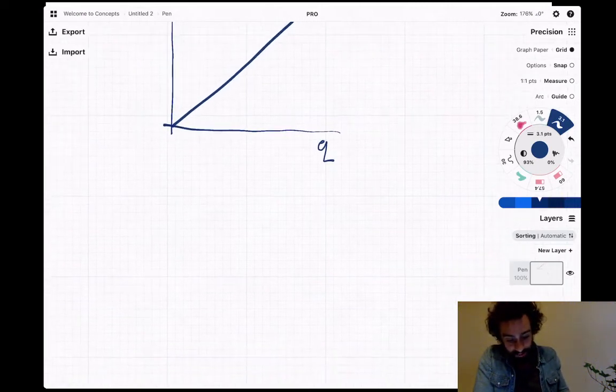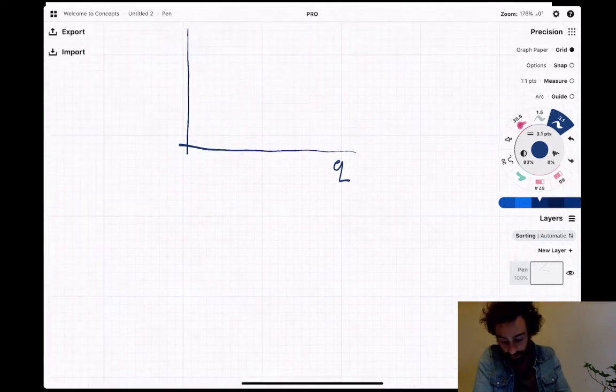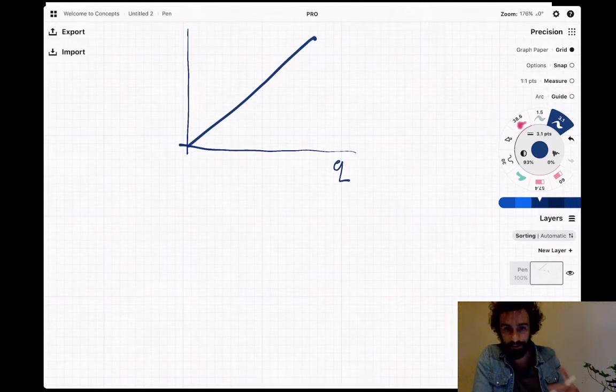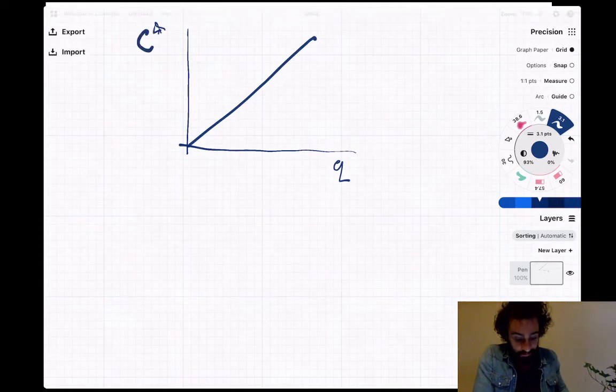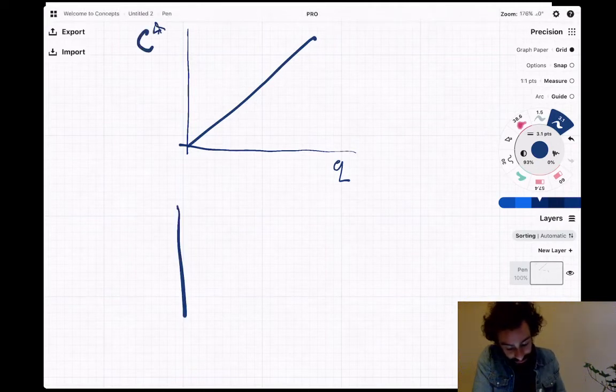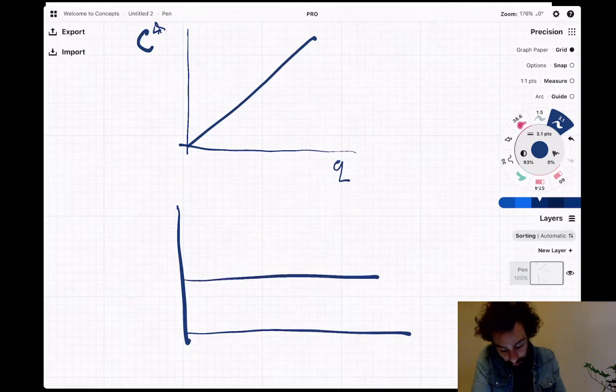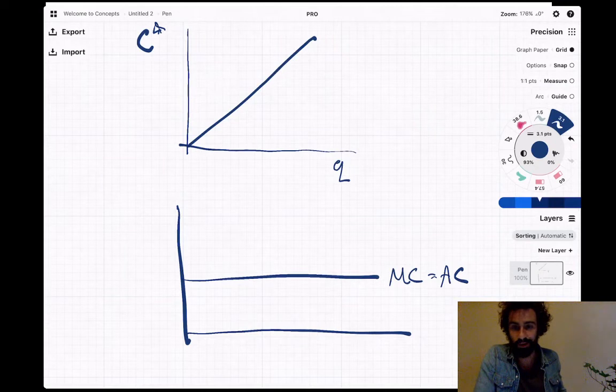So if I have this constant returns to scale output, I'm going to have something that looks like this with a linear cost curve, total cost curve. So this is my C star. This is my total cost. Then we have a constant marginal cost, and this is actually equal to the average cost, right? The average cost is the same. The marginal cost is the same.